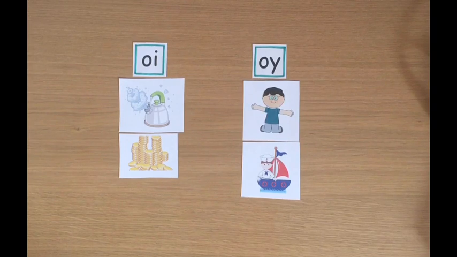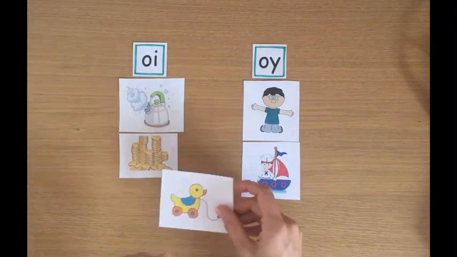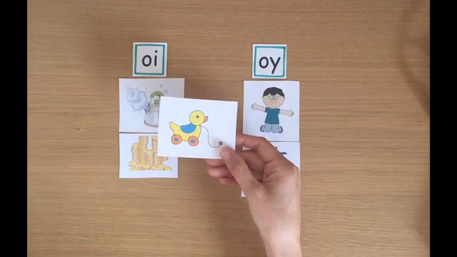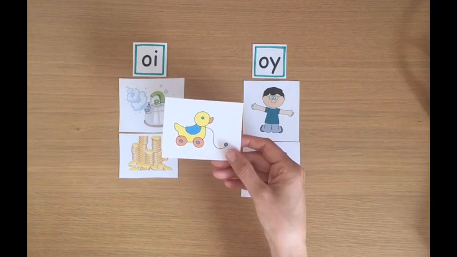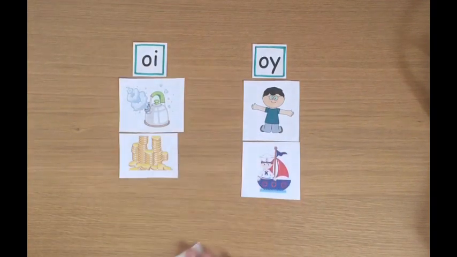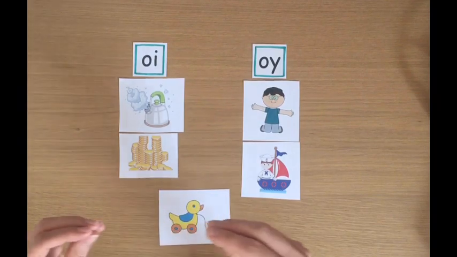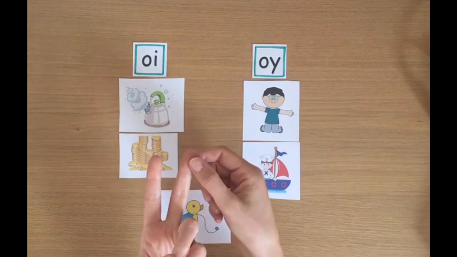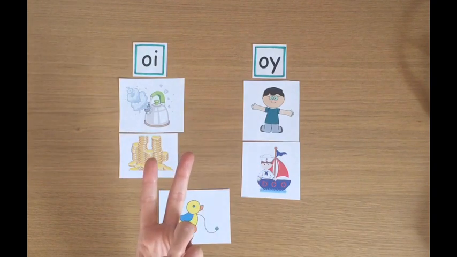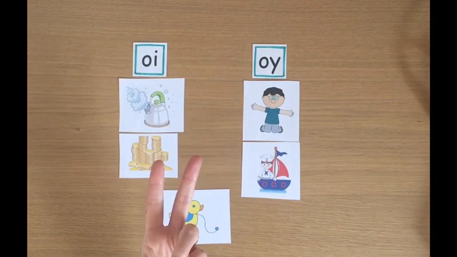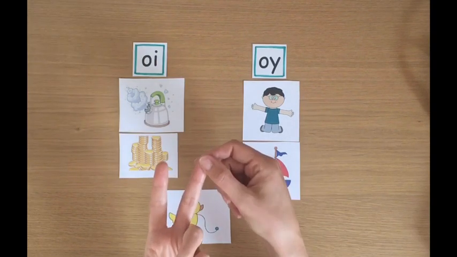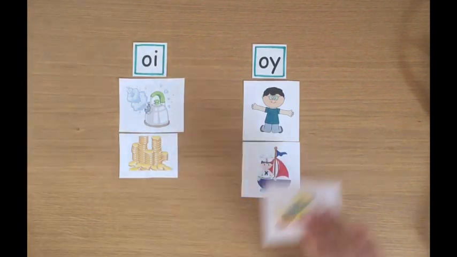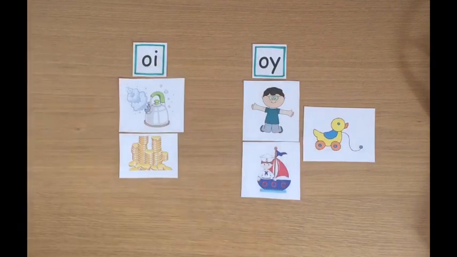And the last one we have is this, and it's a little toy, a toy duck, toy. So let's stretch that one out. Ready? Toy. And on your fingers, t, oi. Where's the oi sound? It's at the end, so it's going to come over here and join these ones. Good listening, everyone.